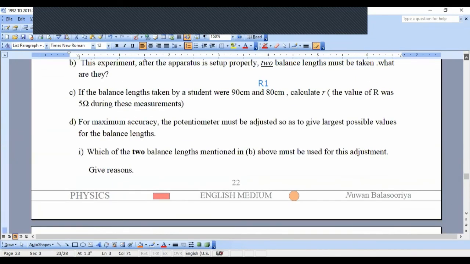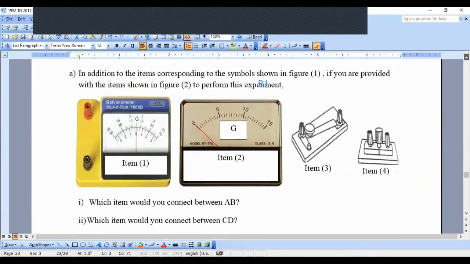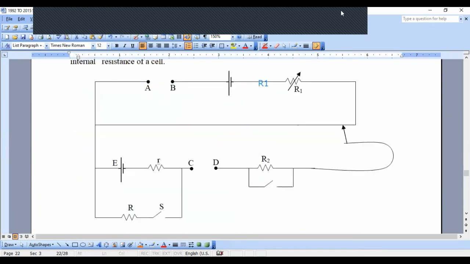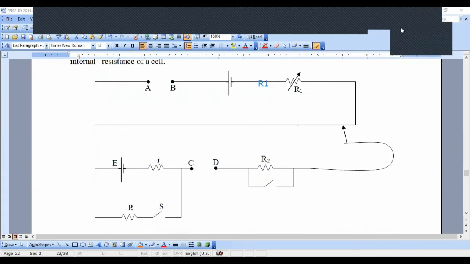So what are the changes that we have done? Let me use the circuit to explain this. They have said if we increase R, what will happen? If we increase this R, the current does not flow here. No current in this branch and no current in this branch when we take measurements. But there is a current in this part when the switch is closed. We obtain L2 balance length by closing the switch S. Then there will be a current in this circuit like this.